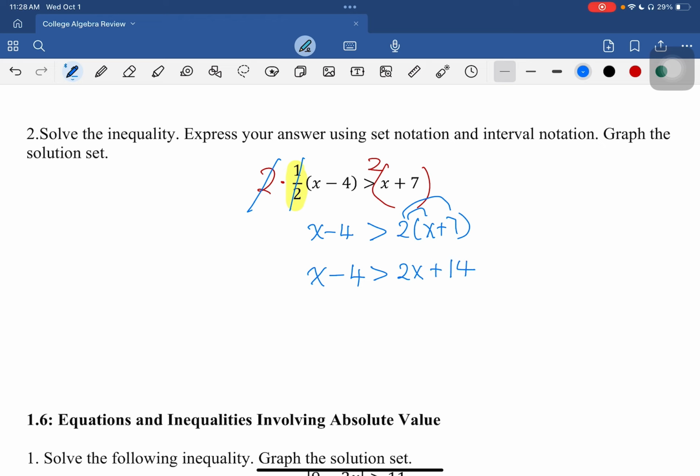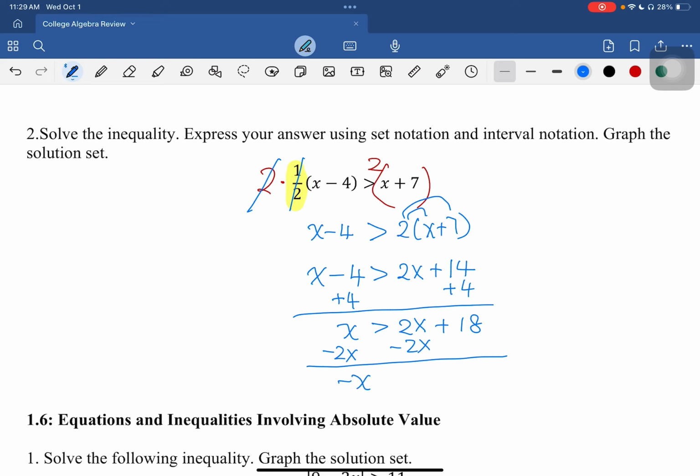Next, let's move terms to keep variables on one side and constants on the other. Add 4 to both sides. x is greater than 2x plus 18. Now subtract 2x from both sides. x minus 2x is -x, so we have -x is greater than 18.